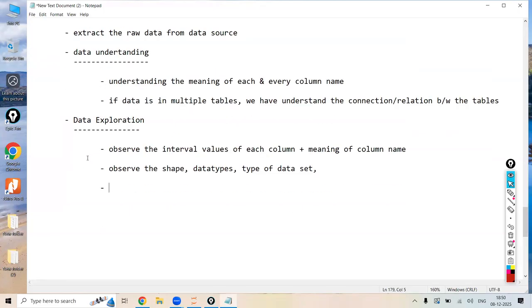At the same time, we have to observe all the problems in the raw data. What is meant by problems? Things like wrong data, missing values, duplicates, and so on. What problems are there? How many problems are there? Observe.